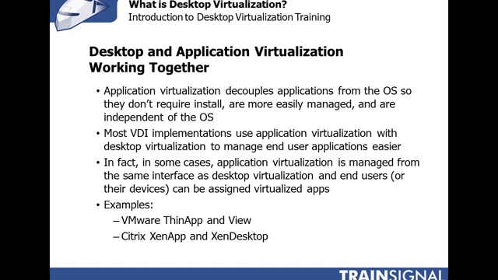let's talk about how desktop and application virtualization work together. So just as desktop virtualization decouples the operating system from the hardware, application virtualization decouples the applications from the operating system. And I know at first that's a little confusing to understand, but how this works is the applications suddenly don't require installation in the operating system to be used anymore. Because of this, they're far more easily managed, and they're also independent from the operating system. So the applications can suddenly look like just single executables.